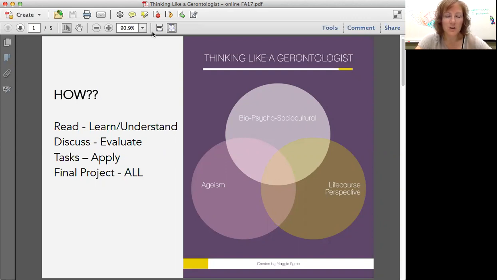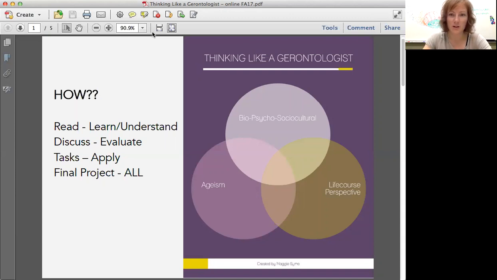what I'm going to be asking you to do is a bunch of different assignments and tasks that are all going to help reach the ultimate goal of being able to think and act like a gerontologist, right? So that's what we want you to be able to do. That's what we hope and strive to do in our profession as well. So let's unpack this a little bit.